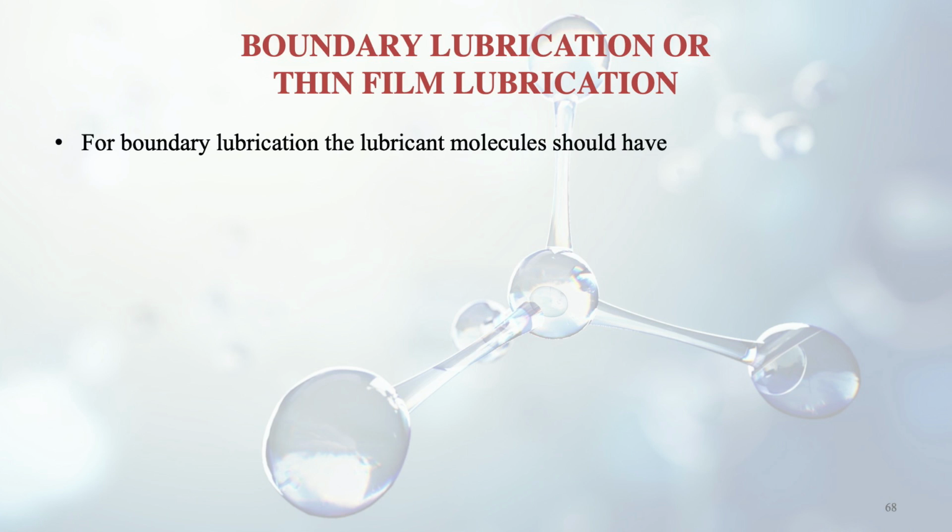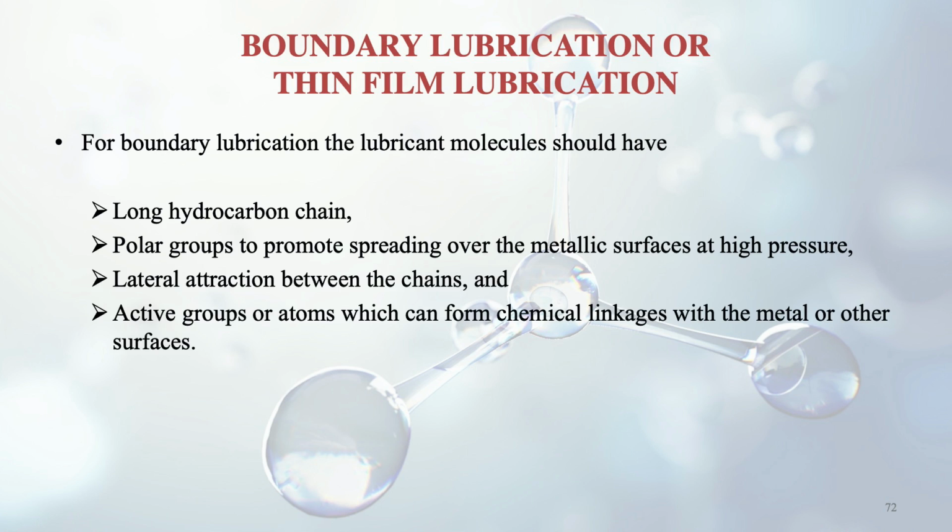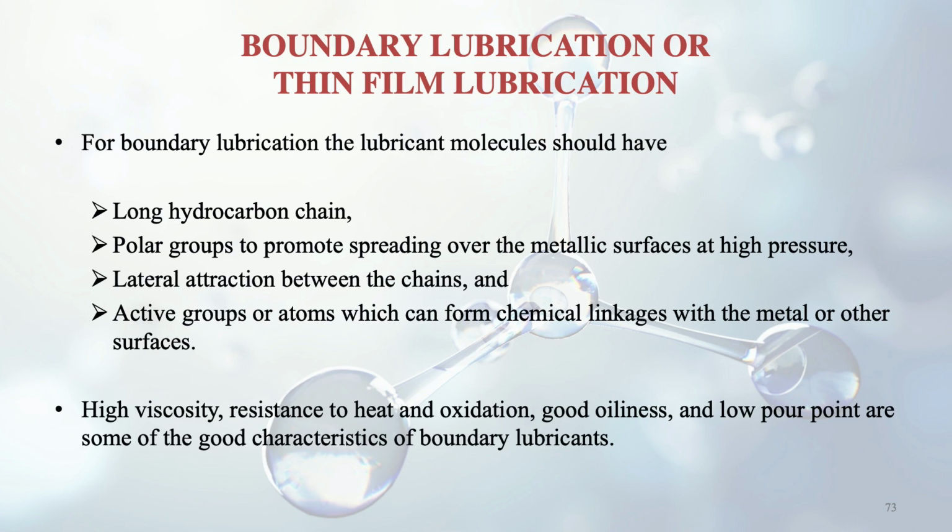For boundary lubrication, the lubricant molecules should have certain properties. They should have a long hydrocarbon chain, and they should have polar groups to promote spreading over the metallic surfaces at high pressure. After that there should be lateral attraction between the chains, and active groups or atoms which can form chemical linkages with the metal or other surfaces are needed. So high viscosity, resistance to heat and oxidation, good oiliness and low pour point are some of the good characteristics of boundary lubricants.